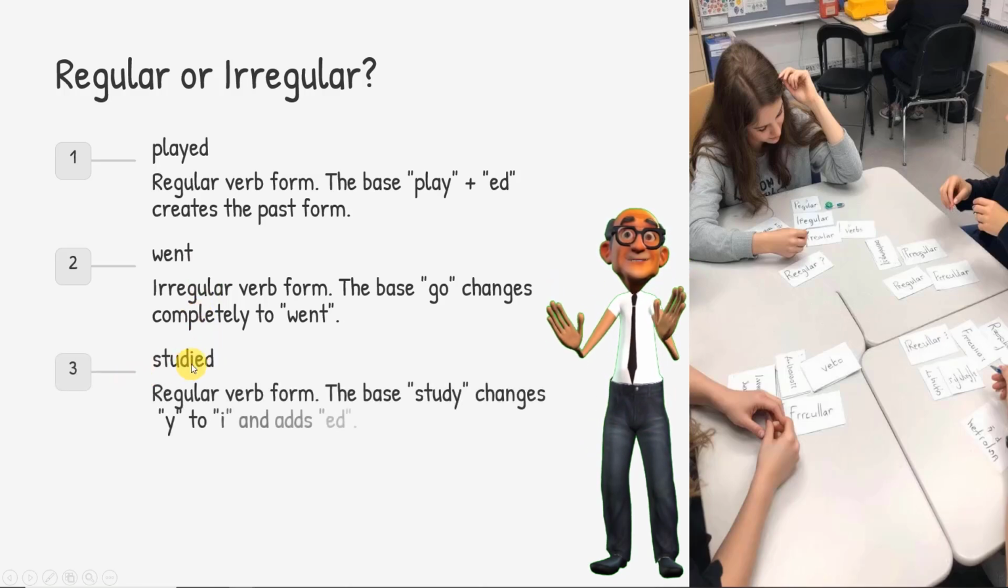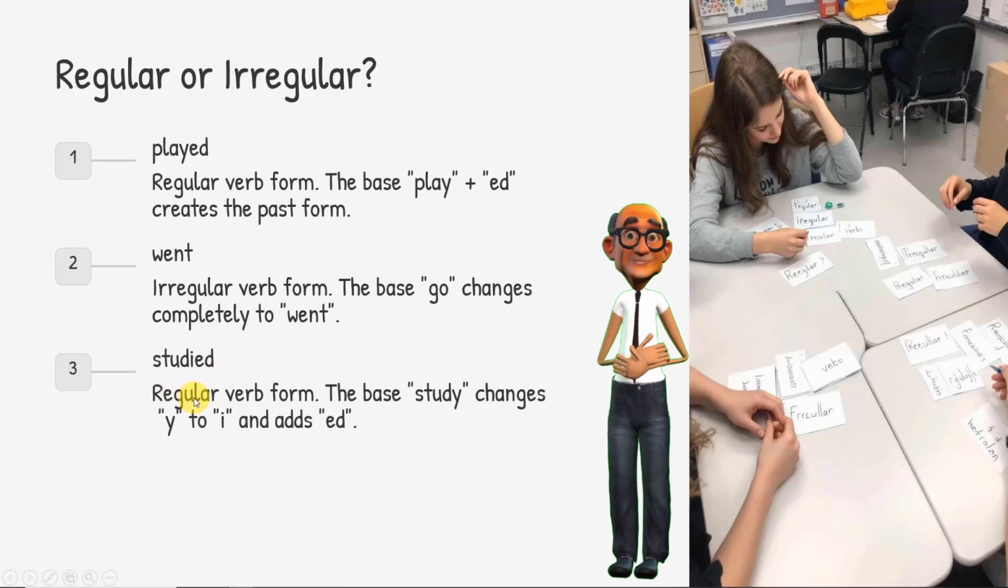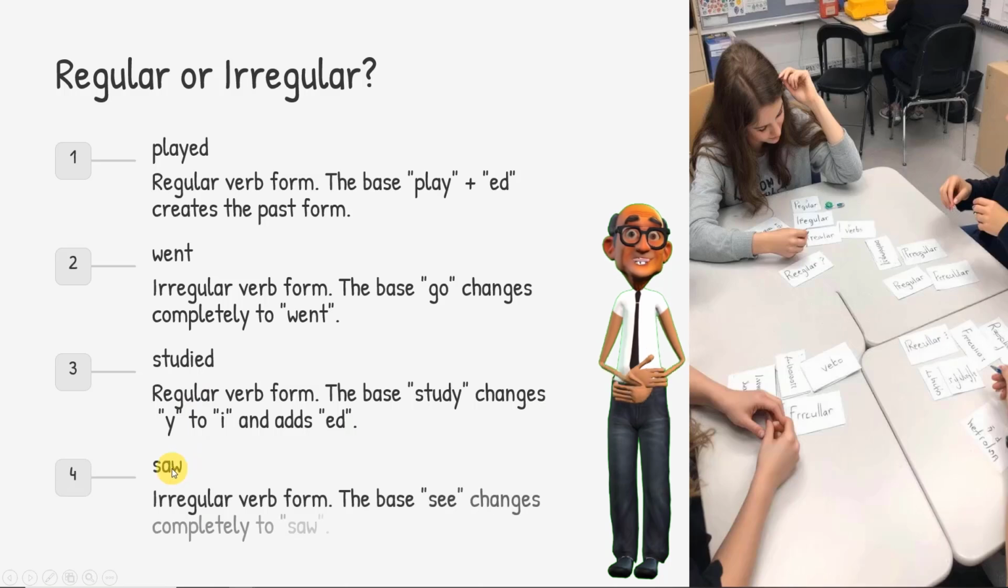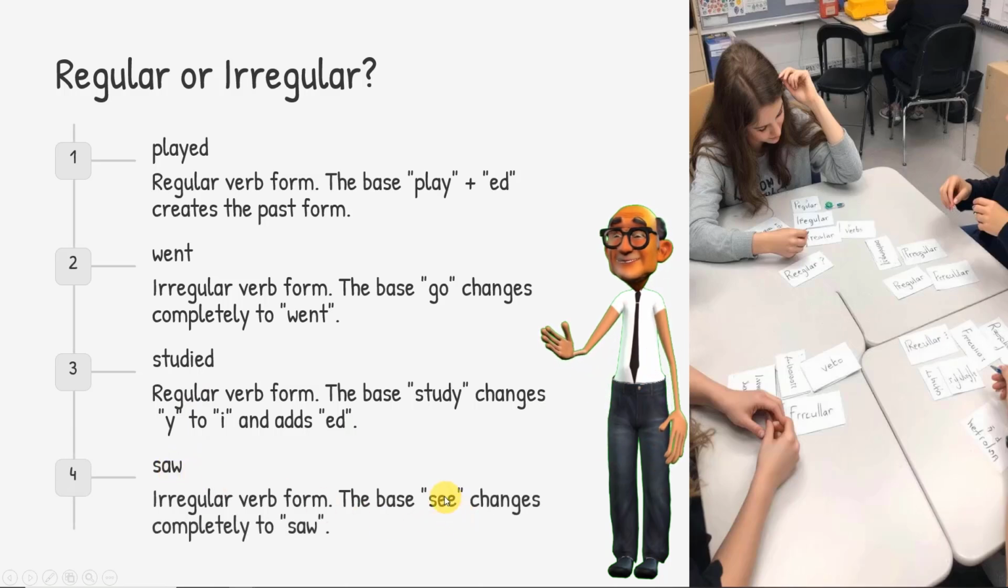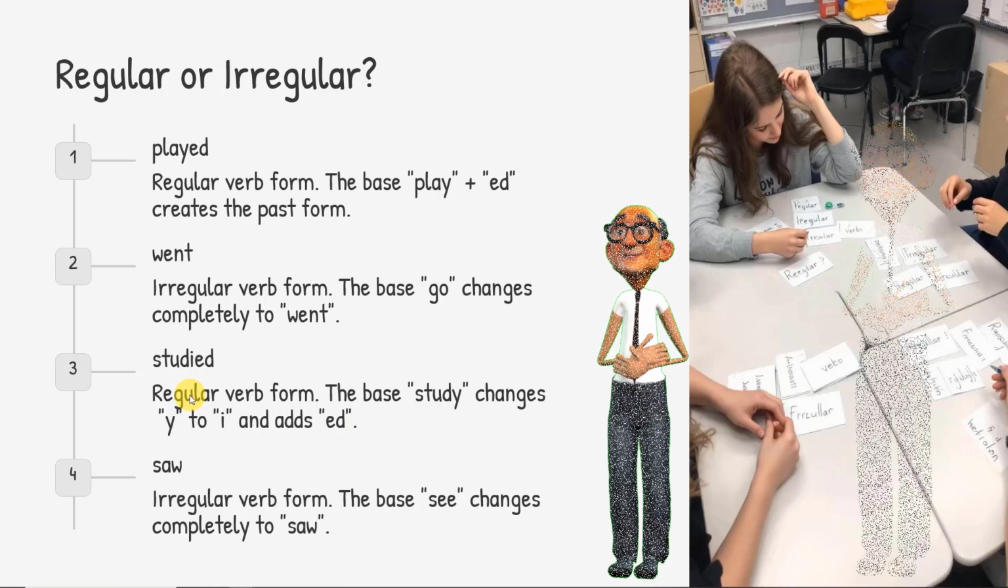Let's look at the third one. Studied. It's a regular verb because the base study changes y to i, and you just add ed. As you can see, the minute you're adding ed to it, it's a regular verb. Saw. The word see changes to saw. The whole word is changing completely, so it's an irregular verb. Guys, that is one of the ways you can determine if it's a regular or irregular verb. If the word changes completely, it's irregular. If you're adding ed to it, it's regular. Those are two things you must look at every time.